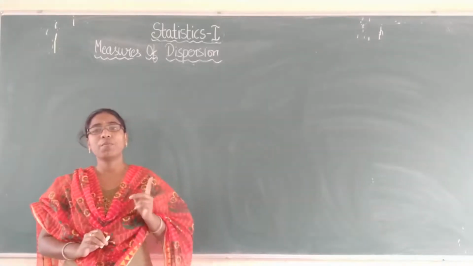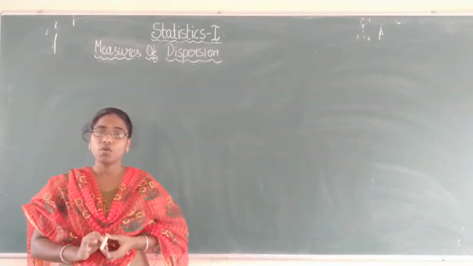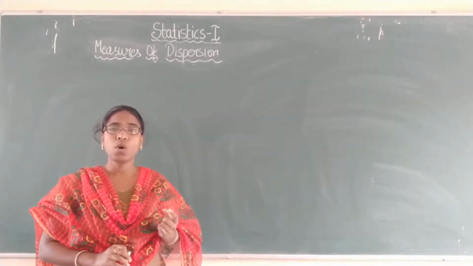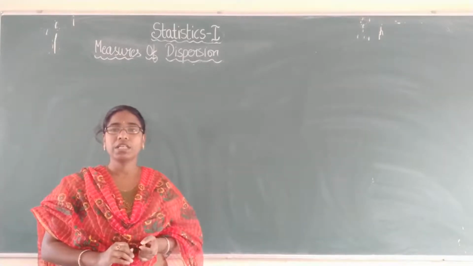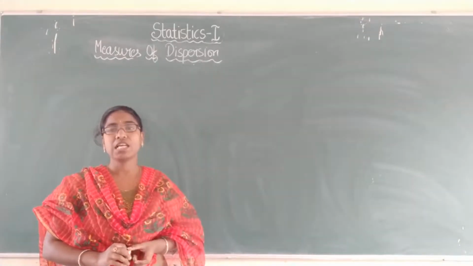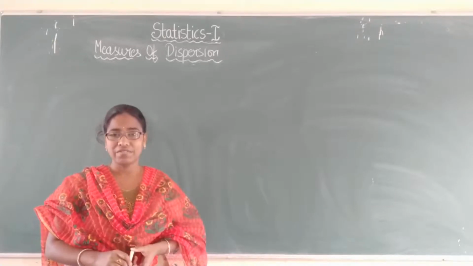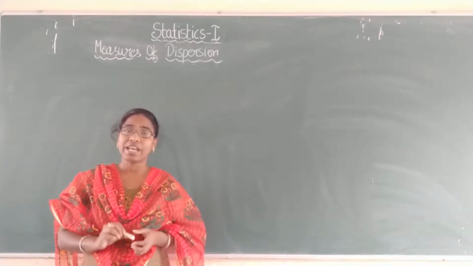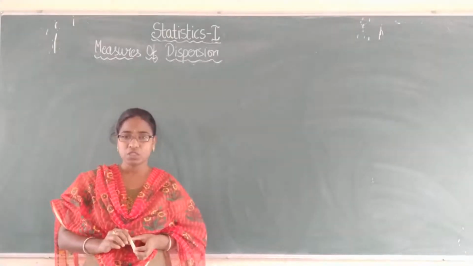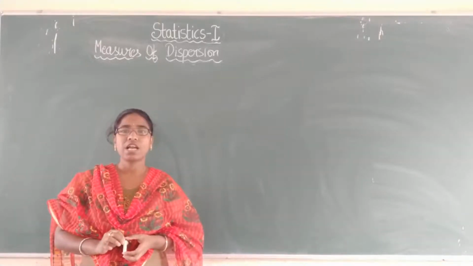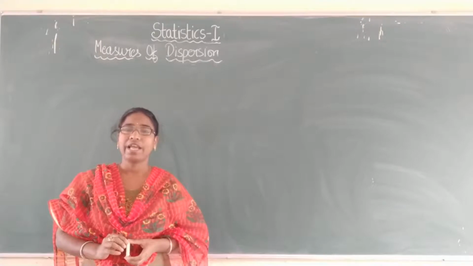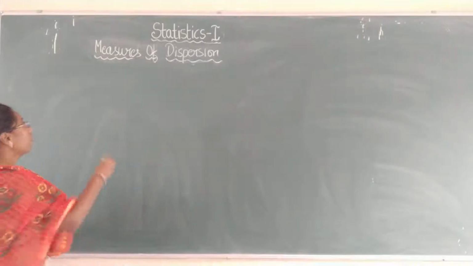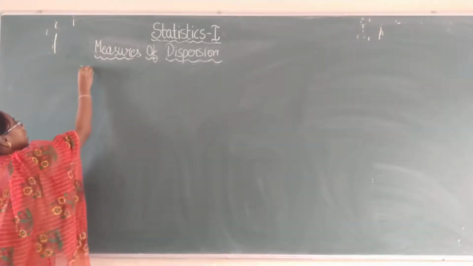So there are 4 measures of dispersion. What are they? The first one is range, next is quartile deviation, the third one is mean deviation, and the fourth one is standard deviation. In the last class we saw the different characteristics of an ideal measure of dispersion. Today we will start with the first measure of dispersion, range, and check which characteristics it satisfies.